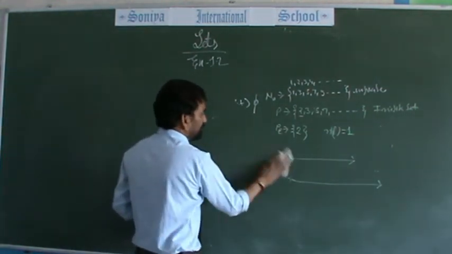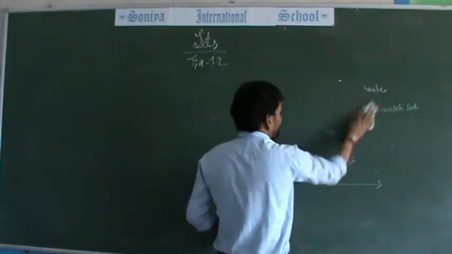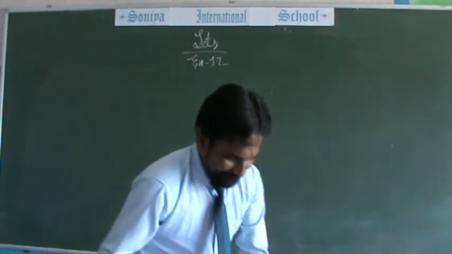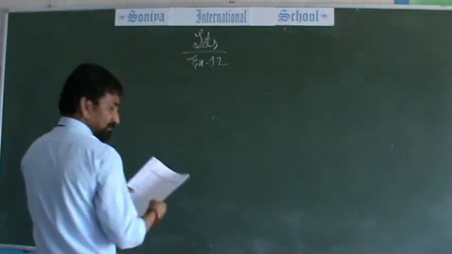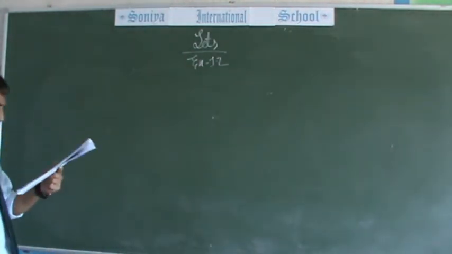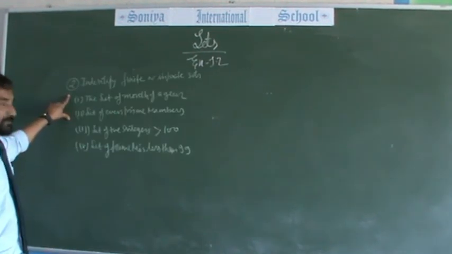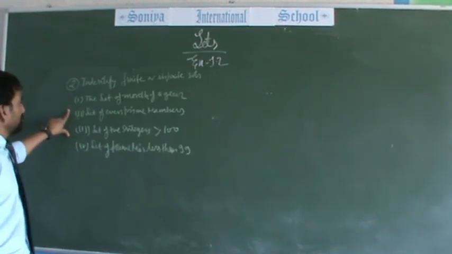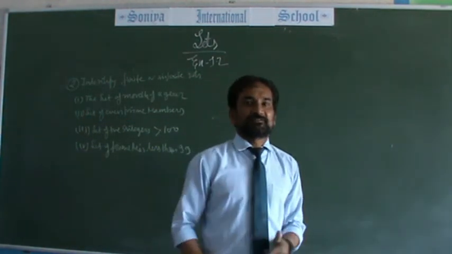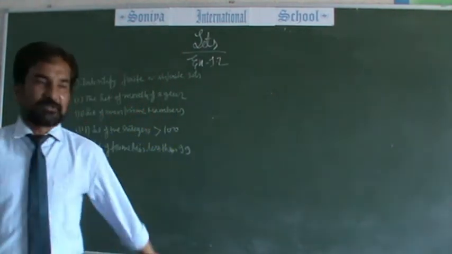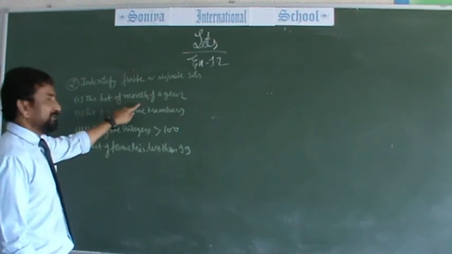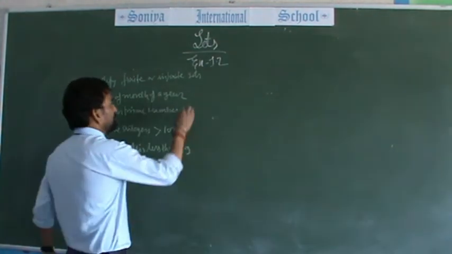Now we are approaching the next question of the same exercise. The next question: identify whether the given sets are finite or infinite. The set of months of a year. What are the months of a year? January, February, up to December. So you may count how many months there are in a year. There are 12 months in a year.